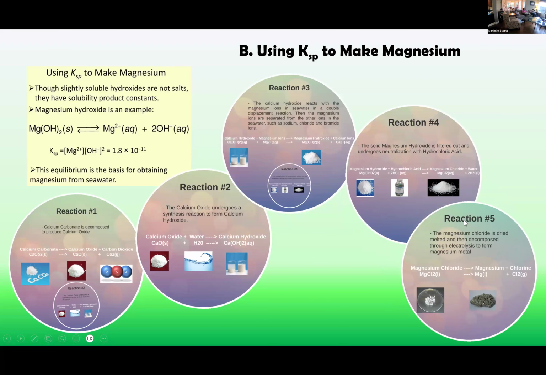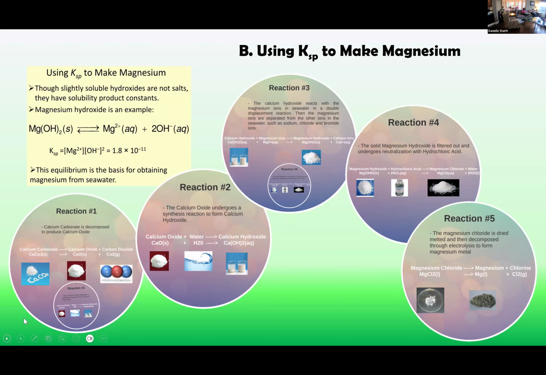And then the magnesium chloride is dried and melted and decomposed through electrolysis to form magnesium metal. So now we want to get rid of the chloride to just have magnesium, and they break that down into magnesium and chlorine separately.